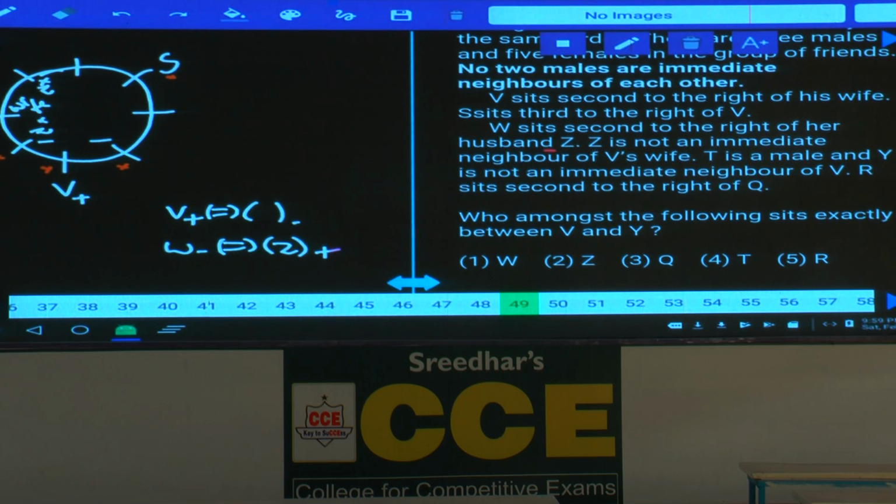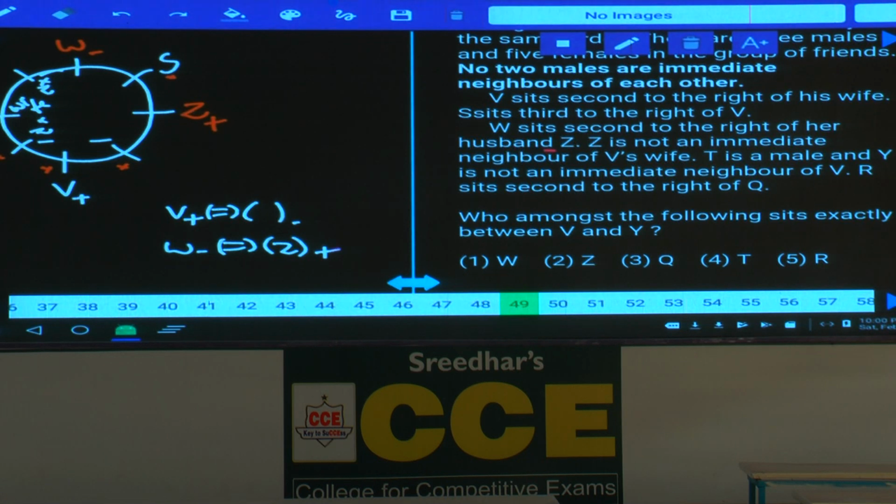W sits second to the right of her husband Z. If Z is here, then W sits second to the right of her husband, W must be V's wife. Is it possible? No. As it is not possible, Z cannot be here. As Z cannot be here, W cannot be here. Then what is the only possibility left over here? Z must be at this place. Are you following this one or not? If Z is here, then W will be here. And W is male or female? W is a female. Then whatever this S, Z is a male.